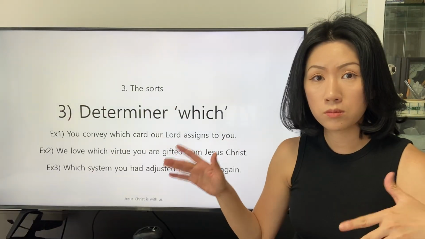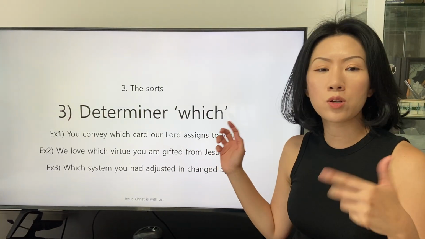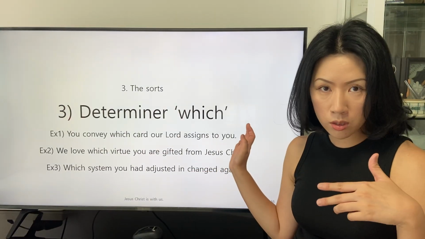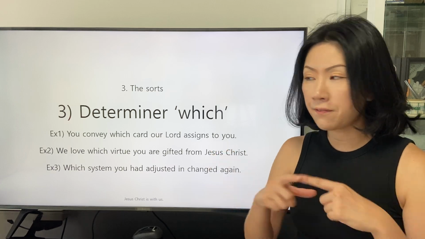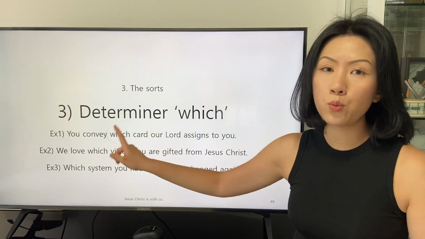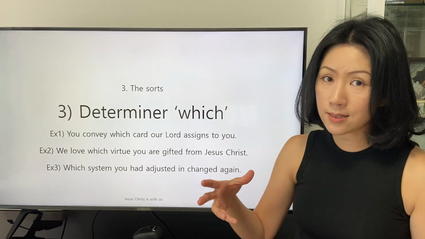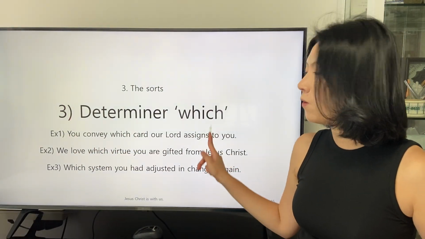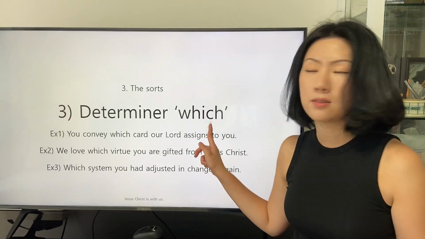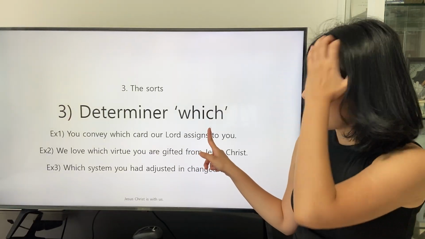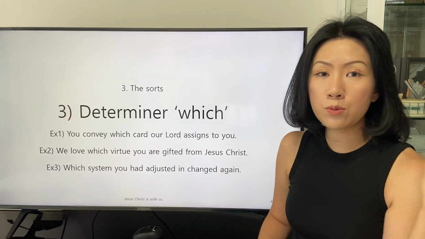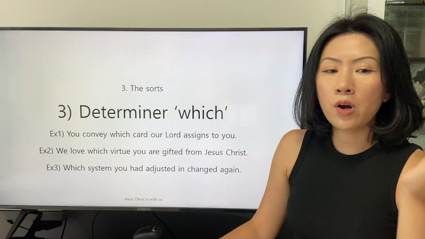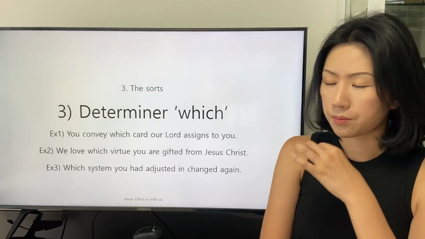Then let's look into the subordinate clause, which card our Lord assigns to you. In this subordinate clause, we find that the phrase of the general noun, which card, that links the subordinate clause to the main clause, is the object of the transitive verb assigns in the subordinate clause. And let's read the second sentence. We love which virtue you are gifted from Jesus Christ.